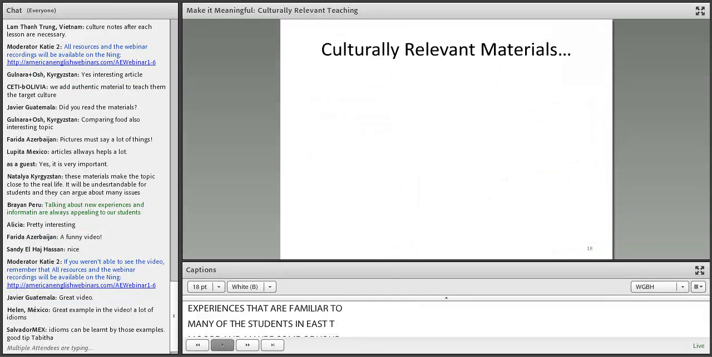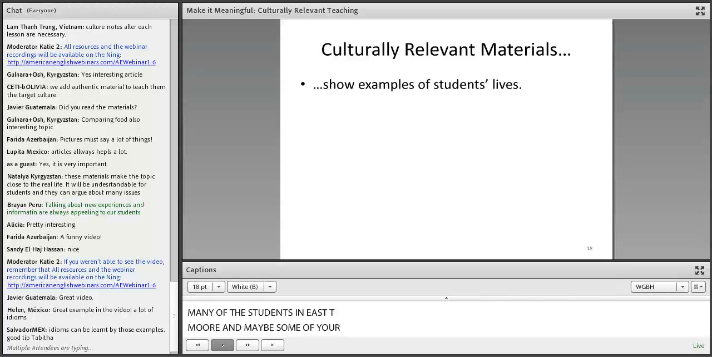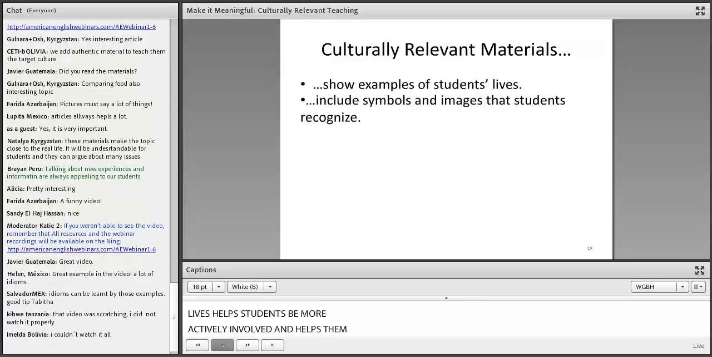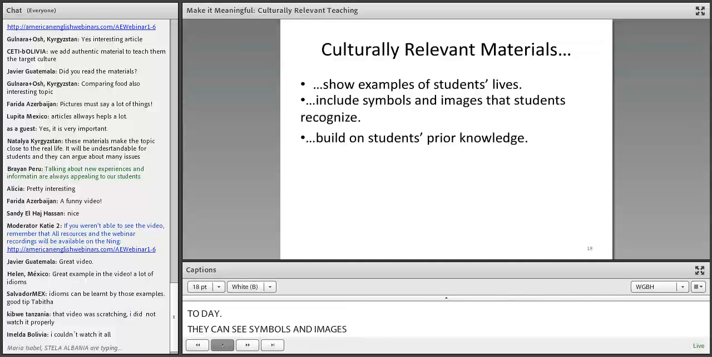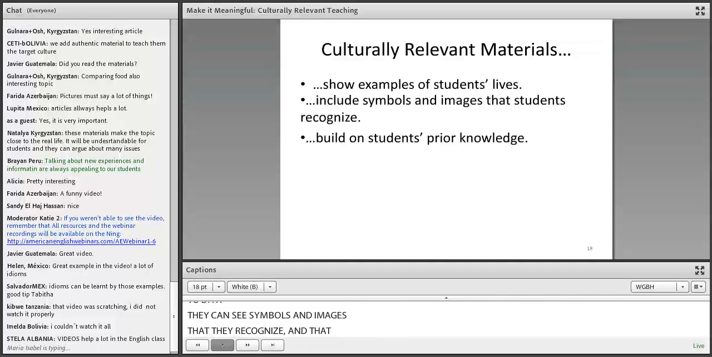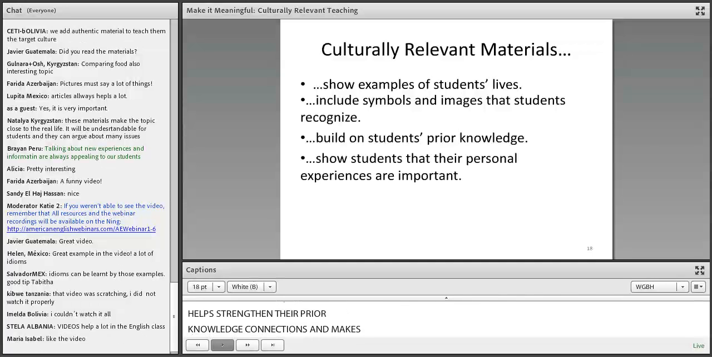So seeing examples of their own lives helps students be more actively involved and helps them see that English can be important day to day. They can see symbols and images that they recognize, and that helps strengthen their prior knowledge connections and makes learning easier. This also builds on student self-esteem. It shows them that their personal experiences are important.